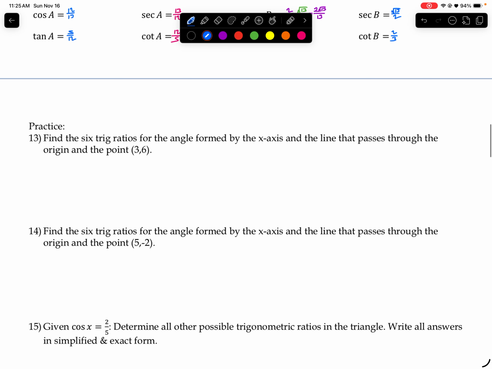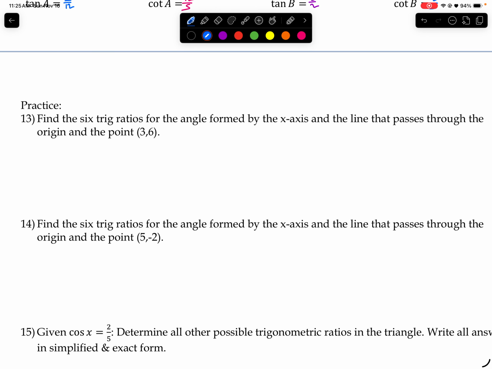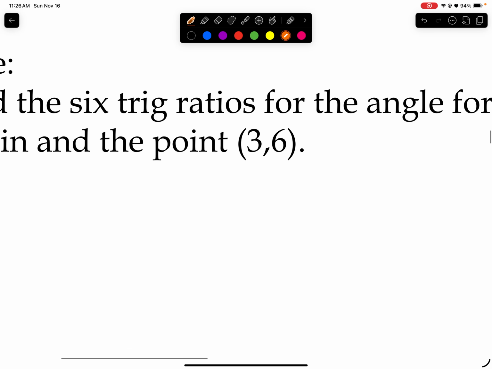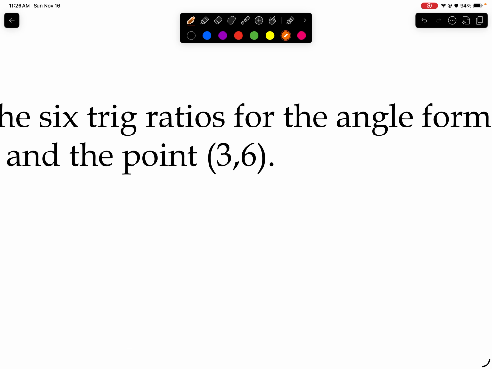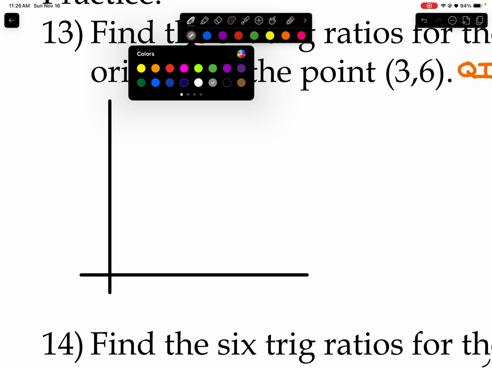Okay, now we're going to get into some of these application problems. You're going to find the 6 trig ratios for the angle formed by the x-axis and the line that passes through the origin and the point (3, 6). So ask yourself where this point exactly is in the coordinate grid. (3, 6) is positive, positive, which means we're going to be in quadrant 1. So I'm going to draw just quadrant 1. I don't need the other quadrants, just quadrant 1. And then I'm going to draw a triangle.